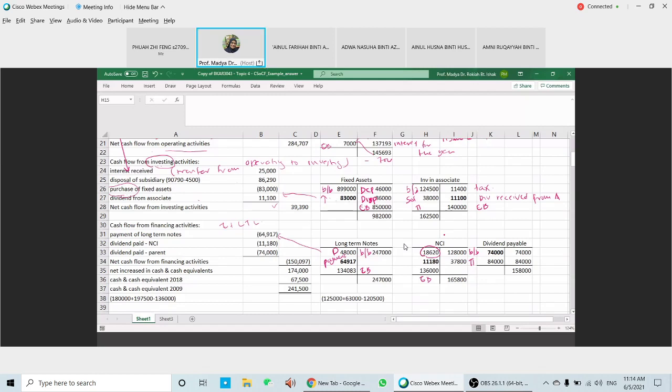Where does this figure come from? This one is from the subsidiary that you dispose. We dispose 20% here. Refer back to the slide. The one that you dispose here is 93,100. So the amount that you dispose is from the net asset. Dispose 20% times 93,100 from the net asset of Megah.